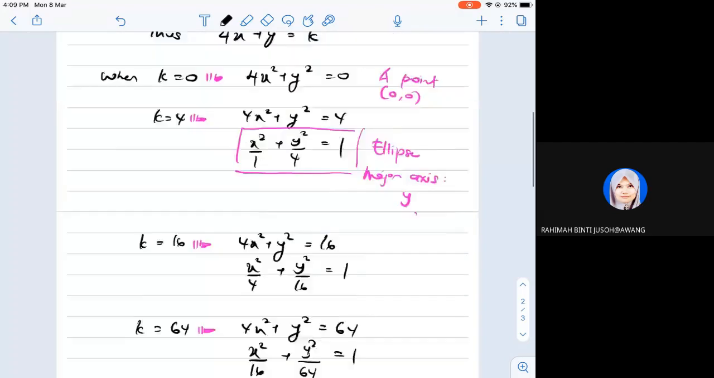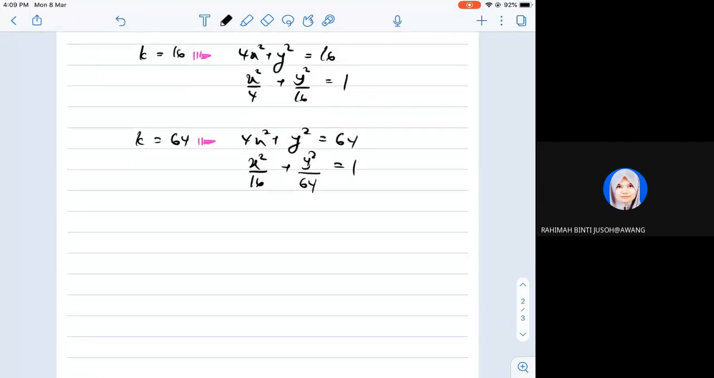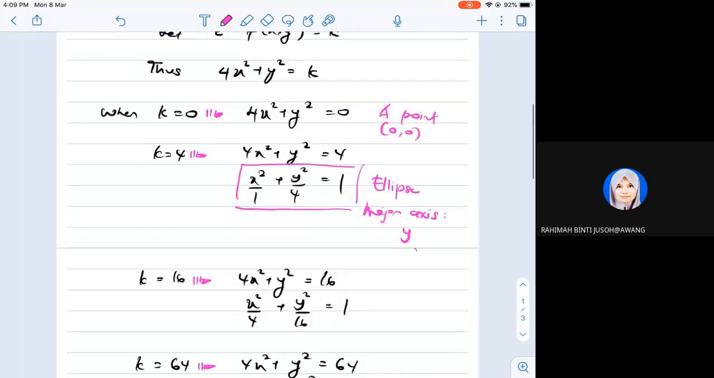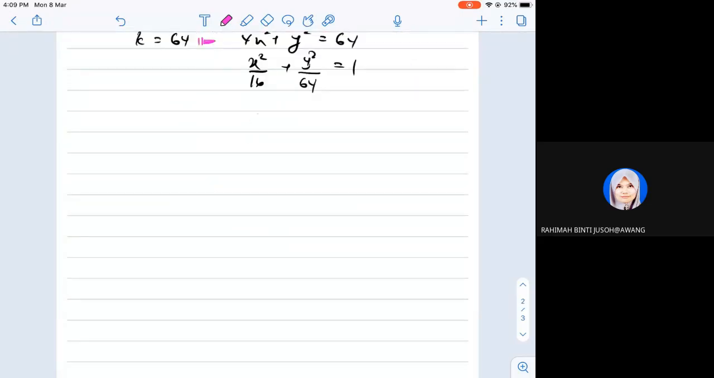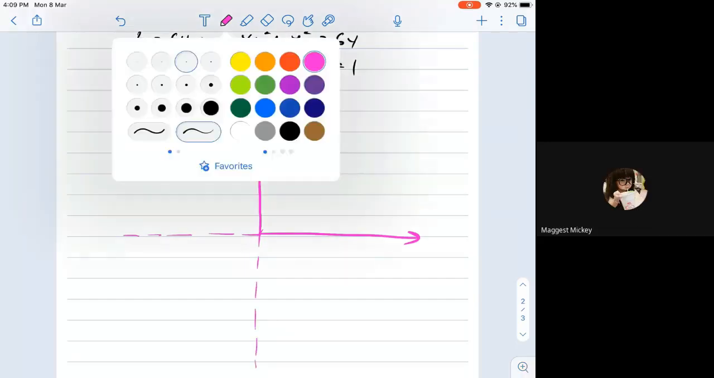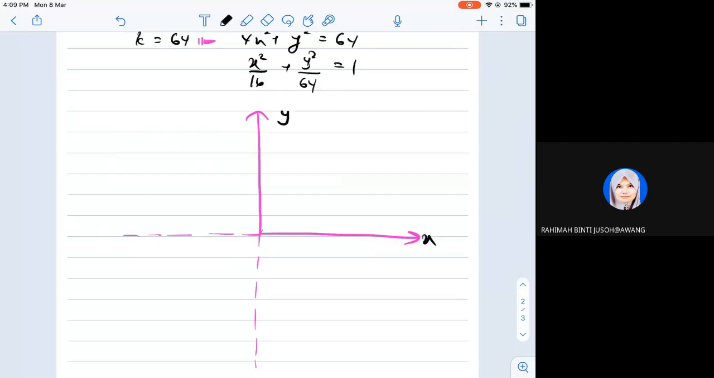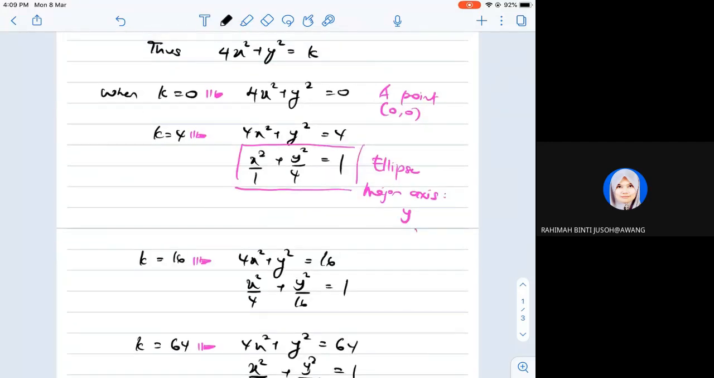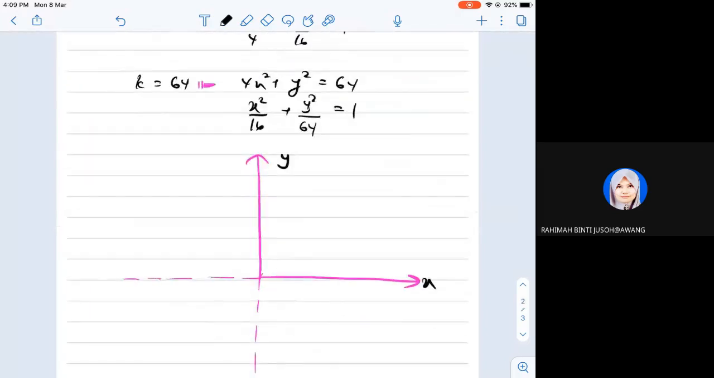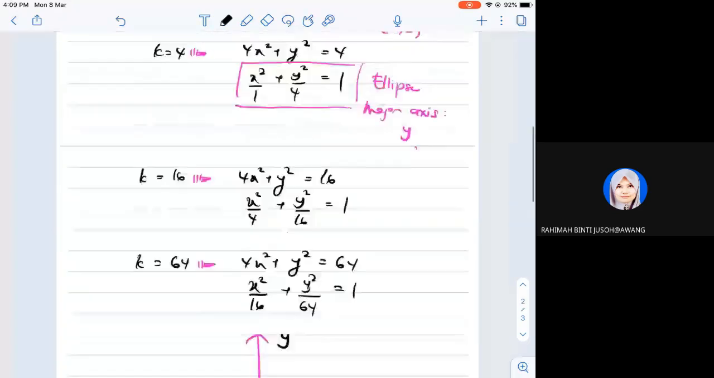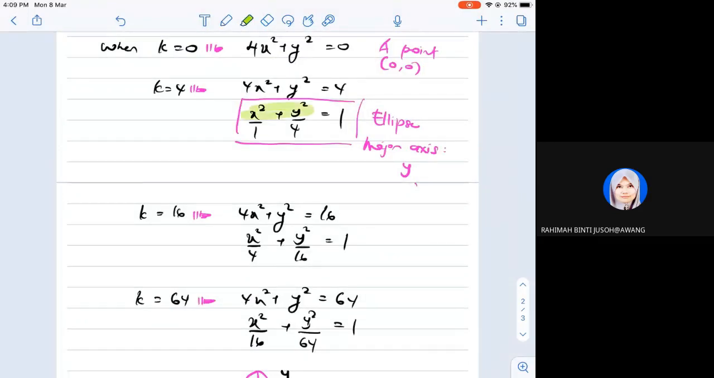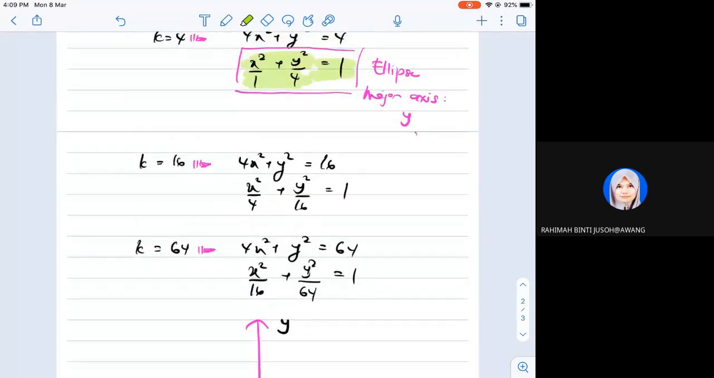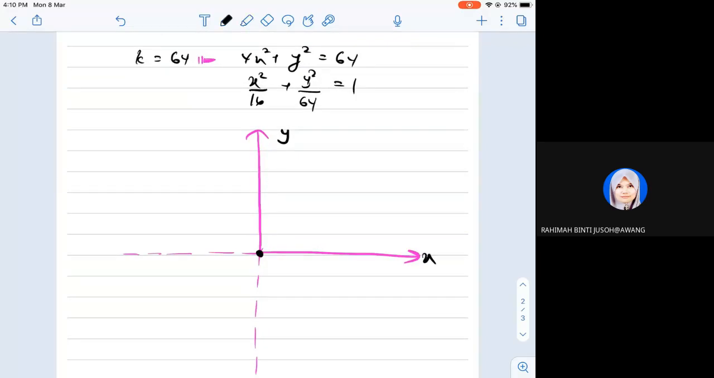So now let us sketch all of these equations into the same axis of x and y. Kita kena combine. Kita ada 1, 2, 3, 4 graph. So the answer would be like this. So we have x, we have y. Okay guys, the first point when k equals to 0, we just have a point at 0, 0. So we just get this. And then the second equation, we have x squared over 1 plus y squared over 4 equals to 1. So we know that this is an ellipse and the major axis is y. Okay, so we will have this ellipse.